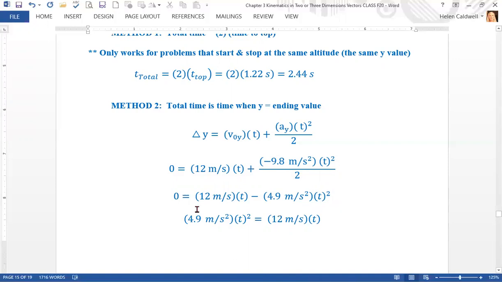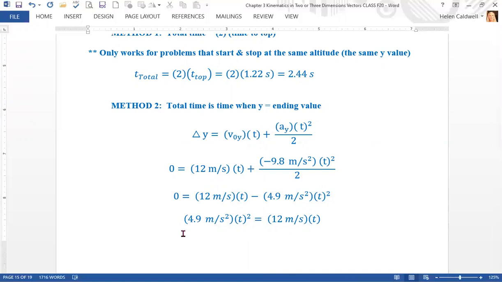All right, so we've got a 0 on the left and a number minus another number on the right-hand side. What I can do is take this whole thing, this 4.9 meters per second squared times t squared, and add it to both sides. So it will disappear on the right side and pop up on the left. So I've got 4.9 meters per second squared times t squared is equal to 12 meters per second times t.